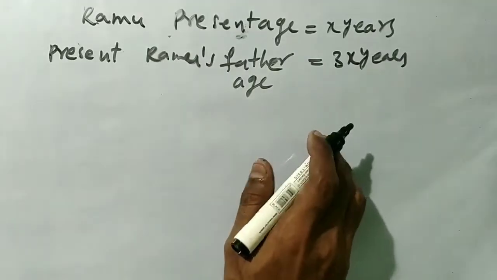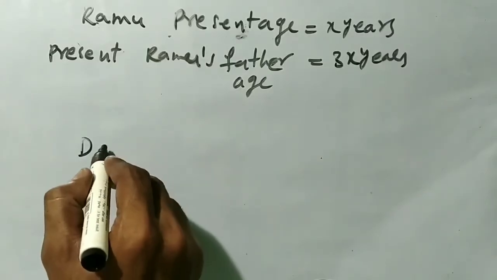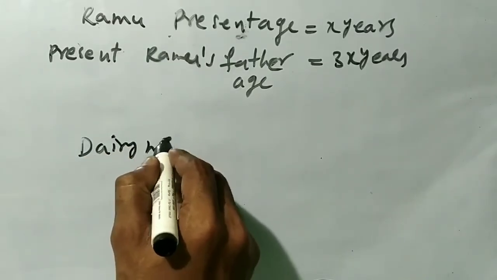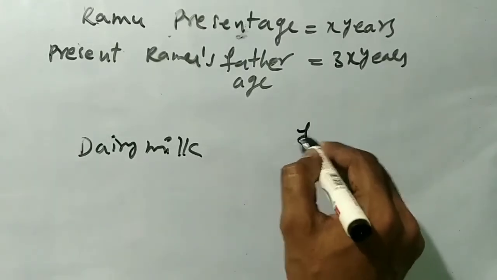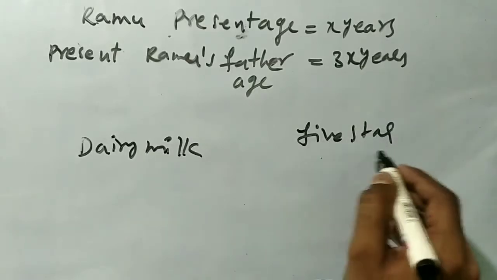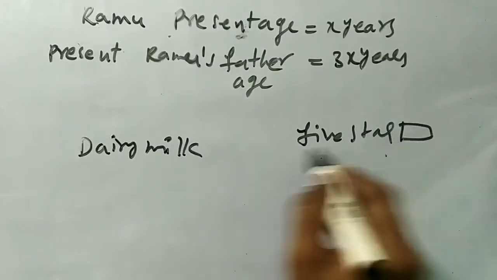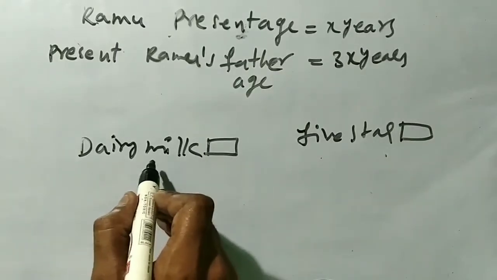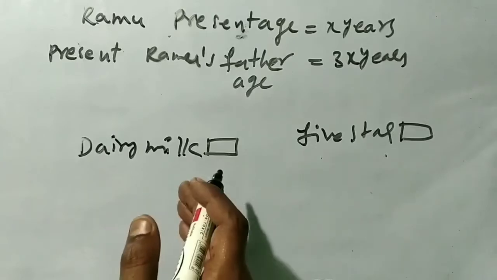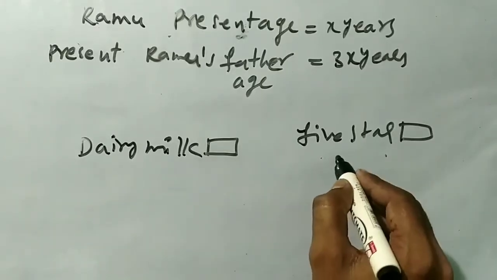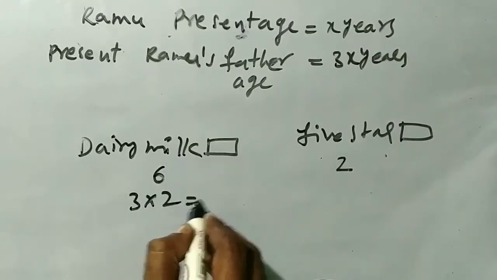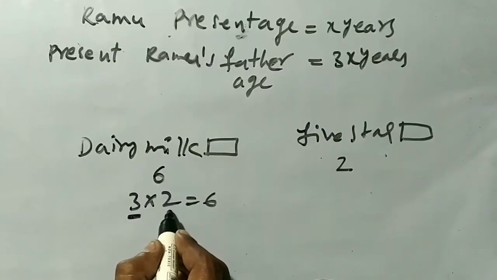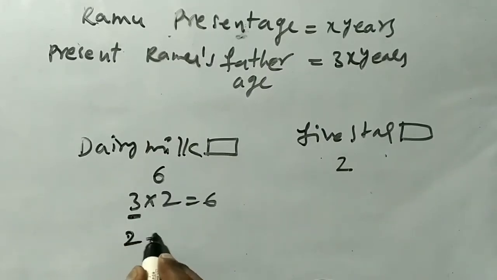This is nothing but, if I take an example, a Dairy Milk chocolate. The Dairy Milk chocolate's cost is 3 times greater than the 5-star chocolate. This is the 5-star chocolate, and this is the Dairy Milk chocolate. So if the 5-star is 2 rupees, then the Dairy Milk is 6 rupees, because 3 into 2 is 6 rupees. So 3 times greater, let's observe, 2 plus 2 plus 2, than the 5-star.